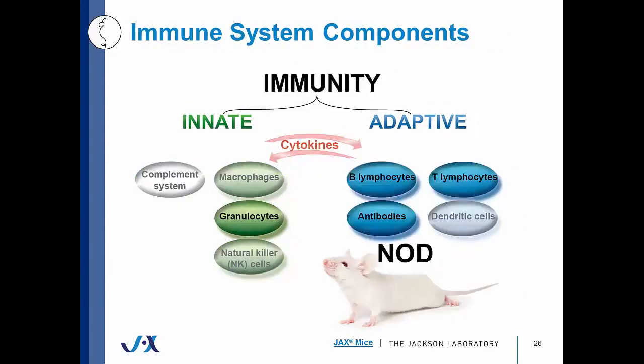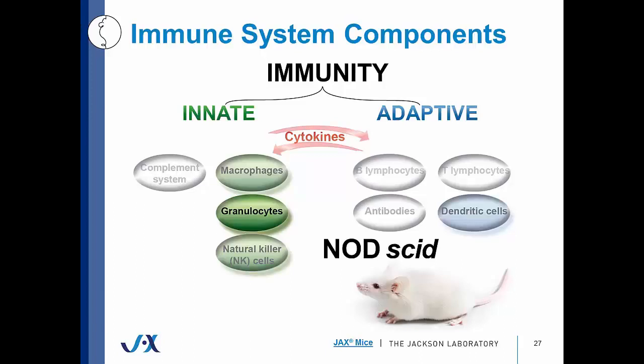Finally, there is the NOD background, or non-obese diabetic genetic background, and this is an inbred strain that has inherent innate immune cell deficiencies, including the fact that it has no hemolytic complement, as well as reduced macrophages, natural killer cells, and dendritic cell function.